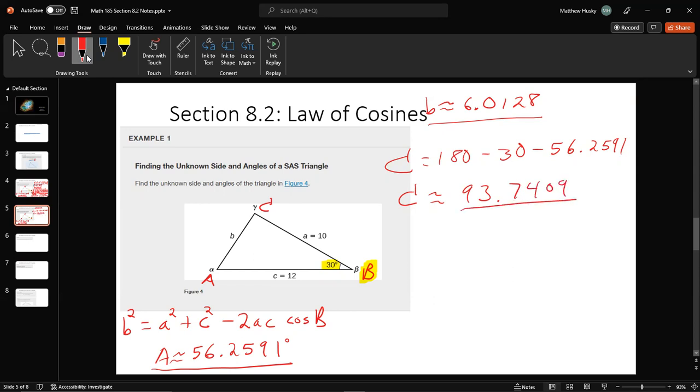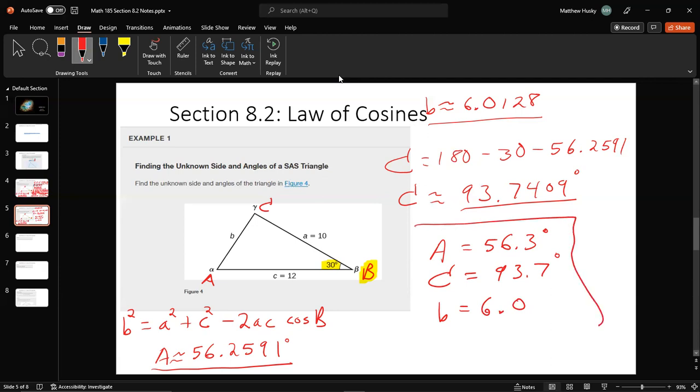They don't tell us how much to round to. Usually they will ask for like 1 or 2 decimal places. So for listing out our final answers here, we'll say capital A, angle A is 56.3 degrees. We'll call angle C 93.7 degrees. And then we will call side B 6.0 of whatever units we happen to be in. They don't specify, but there you go. And that is it. That is the answer there.